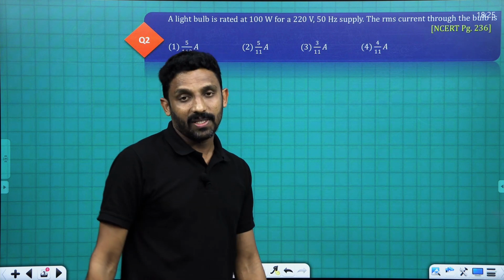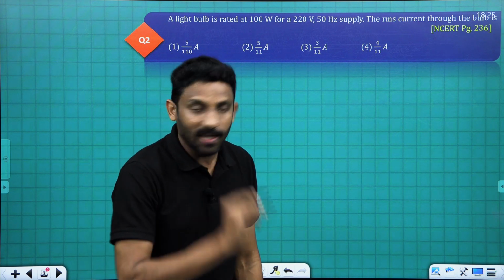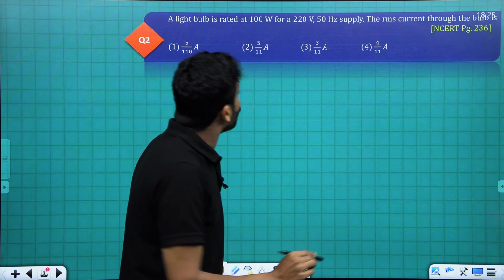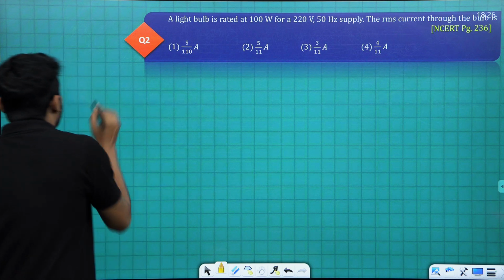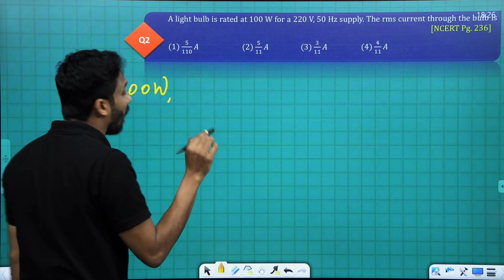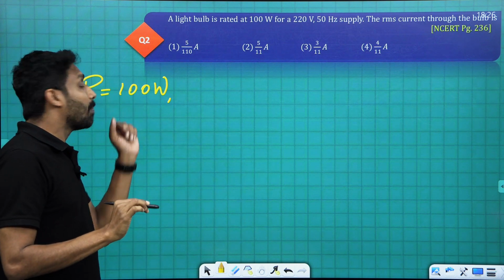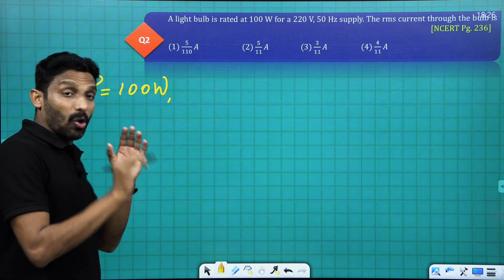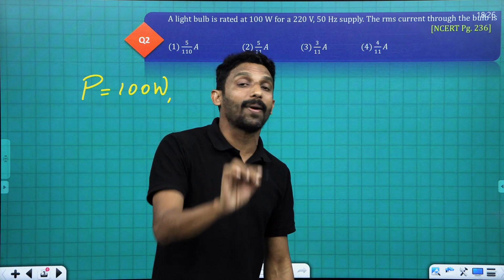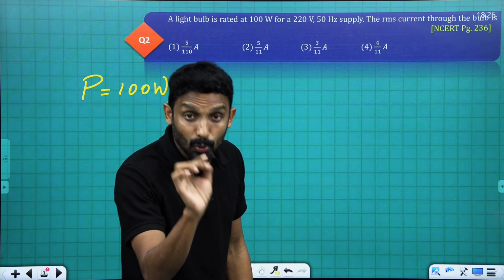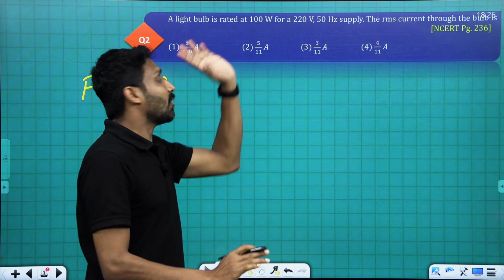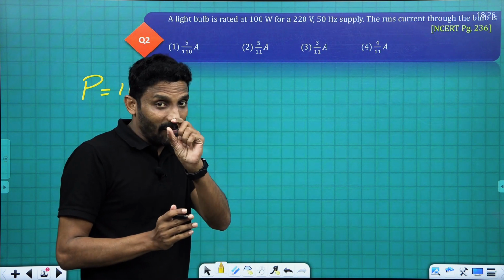The next one: a light bulb is rated as 100 watt for a 220 volt 50 Hz supply. What is the meaning? The power of the bulb is equal to 100 watt when we apply 220 volt. This is not the power always. This much power the bulb consumes when we apply an RMS voltage of 220 volt. At this voltage, the power consumption is 100 watt. That is the meaning of power rating.